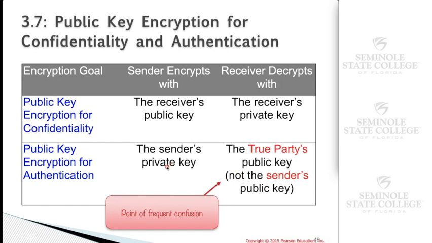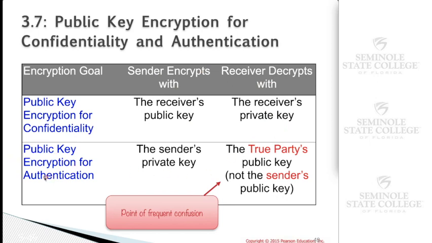So again, kind of making the same point, public key encryption for confidentiality. This is the receiver's public key and the receiver's private key. Okay, so the encryption goal is public key encryption for confidentiality. The sender encrypts it with the receiver's public key. Receiver decrypts it with the receiver's private key.